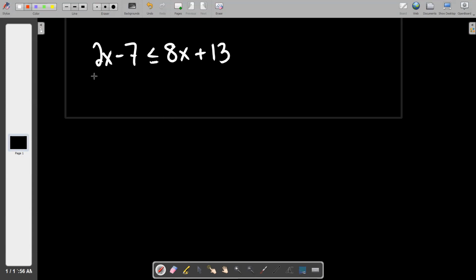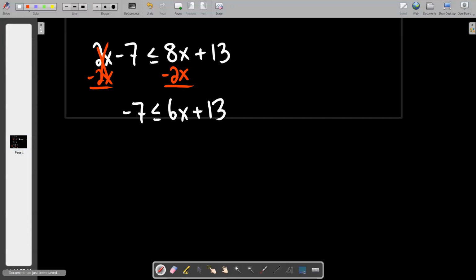So I'm going to go ahead and subtract the 2x, because if I'm this person, then I've really taken to the idea of I just want to keep my variable positive. And that's good. So I have -7 is less than or equal to 6x + 13. And then, of course, my only move now is to subtract the 13 back across. And I'm in a position now where my variable is on a kind of a bad side just because of what's about to happen.